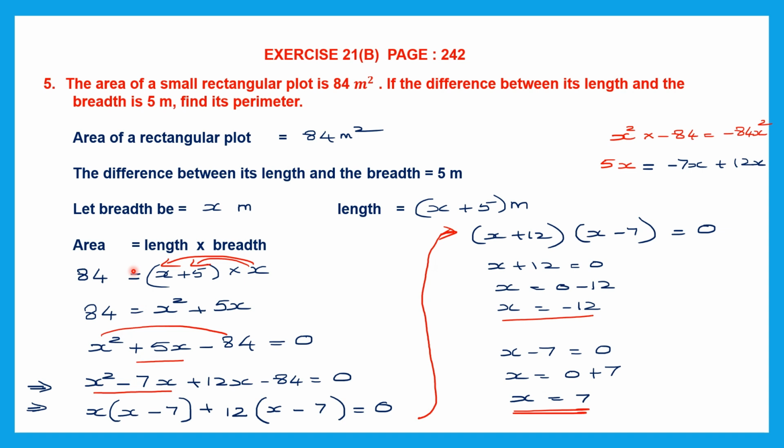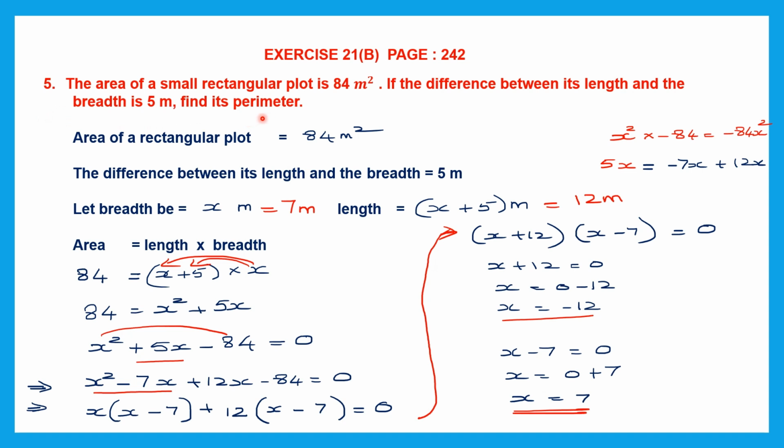So now let's go back here. Here it says let the breadth be x. So we found what x is. That means breadth is 7 meters. We can write that here. Breadth is 7 meters. That means what is the length? The length is 7 plus 5. x is 7. 7 plus 5 is equal to 12 meters. So now we have found the length and the breadth.